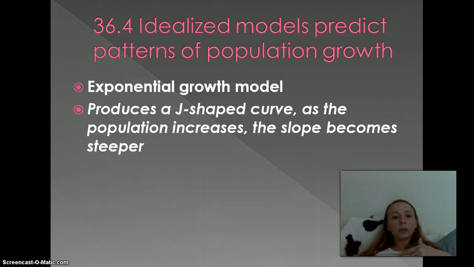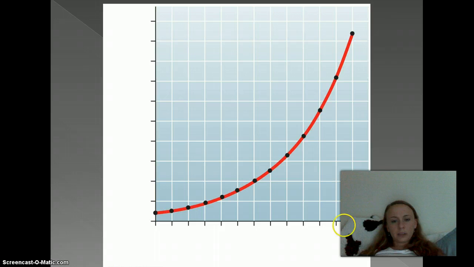We have two models that we're going to talk about. That's the exponential growth model, and this has a J-shaped curve. So the population is going to increase, and the slope becomes steeper and steeper as that population increases. You guys have probably talked about exponential growth graphs in math, maybe? So this is an example of that exponential. We have just a small population size to begin with, and then it exponentially increases.